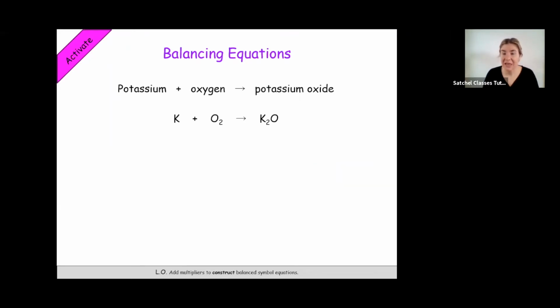Let's have another go then. If you want to pause the video at this point and you're thinking, right, yeah, I'm understanding this, I'm going to have a go myself, please do. But if you want a little bit more explanation, a little bit more extra support, let's do it together. All right, so I have 1 potassium.